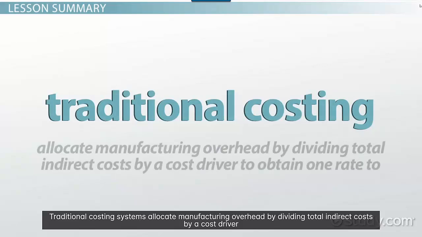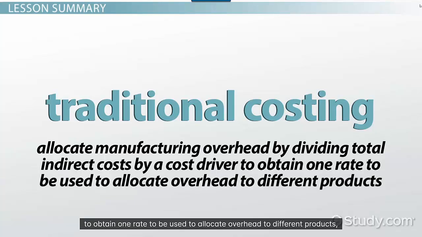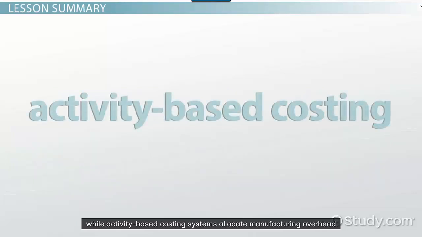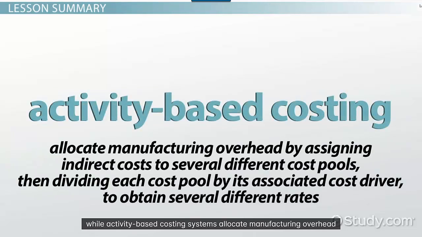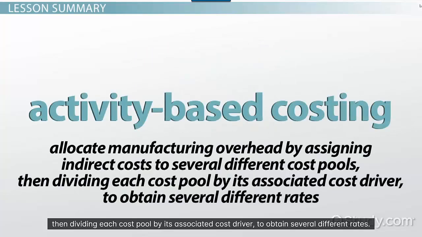Traditional costing systems allocate manufacturing overhead by dividing total indirect costs by a cost driver to obtain one rate to be used to allocate overhead to different products, while activity-based costing systems allocate manufacturing overhead by assigning indirect costs to several different cost pools, then dividing each cost pool by its associated cost driver to obtain several different rates.